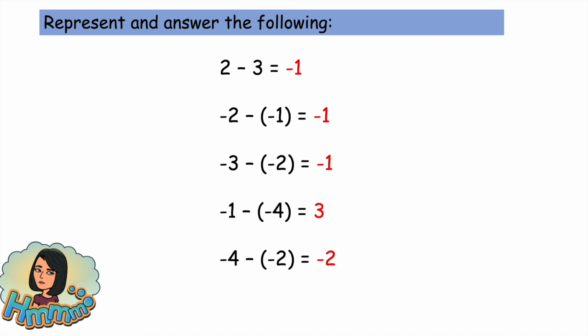Check your answers on the screen now. The first one, 2 subtract 3 is -1. -2 subtract -1. Remember what I said, if you subtract a negative number, that is the same as adding it, so that becomes -2 plus 1, and -2 plus 1 is -1. -3 plus 2 is -1. -1 plus 4 gives us 3, and -4 plus 2 gives us -2. Remember that the numbers on the left tell you your starting point.